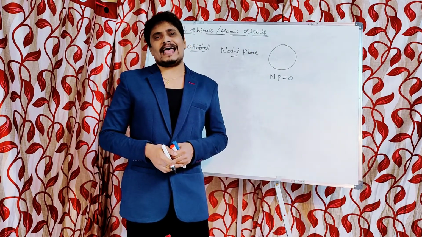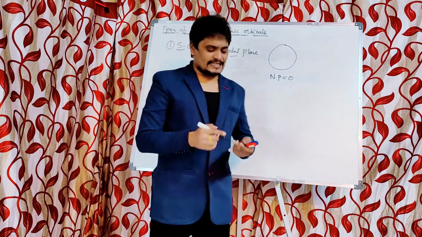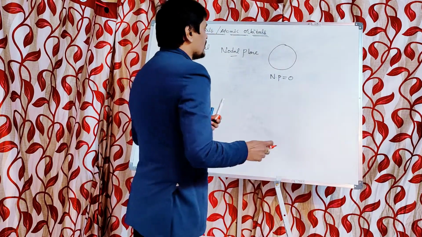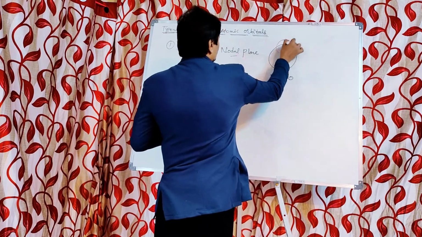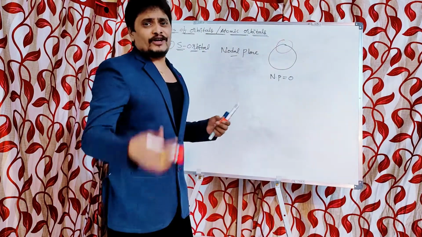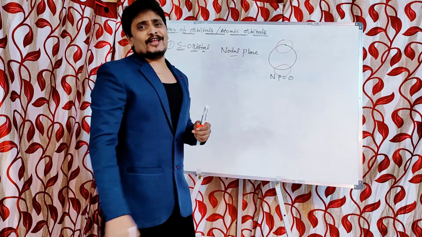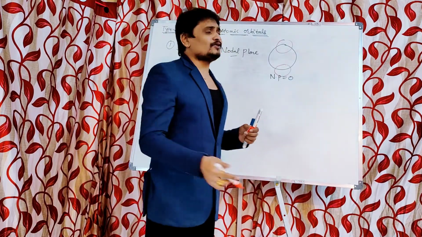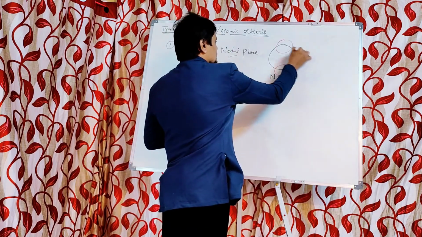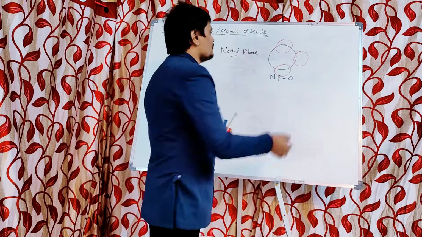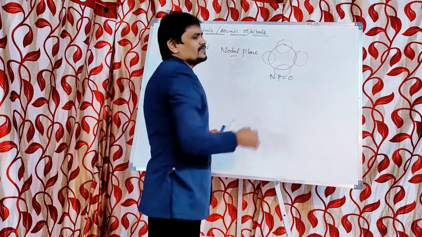This is because as it is spherical in shape, we cannot say that we can find the electrons or cannot find the electrons at the top, at the bottom, on the right side, or on the left side of this. We cannot say that, right?